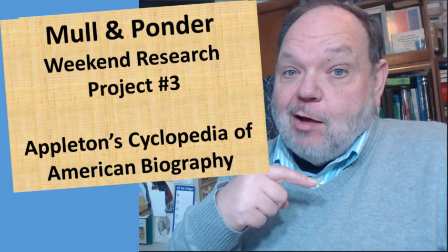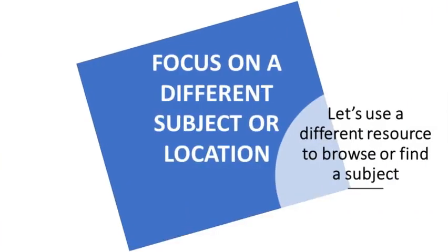This is project number 3, and I only number them so that when we talk about them later, we can cycle back to find the notes that I have in regard to it. It's called the Appleton Cyclopedia of American Biography. And I want you to use it in this way. Number 1, I want you to focus on a different subject or location.